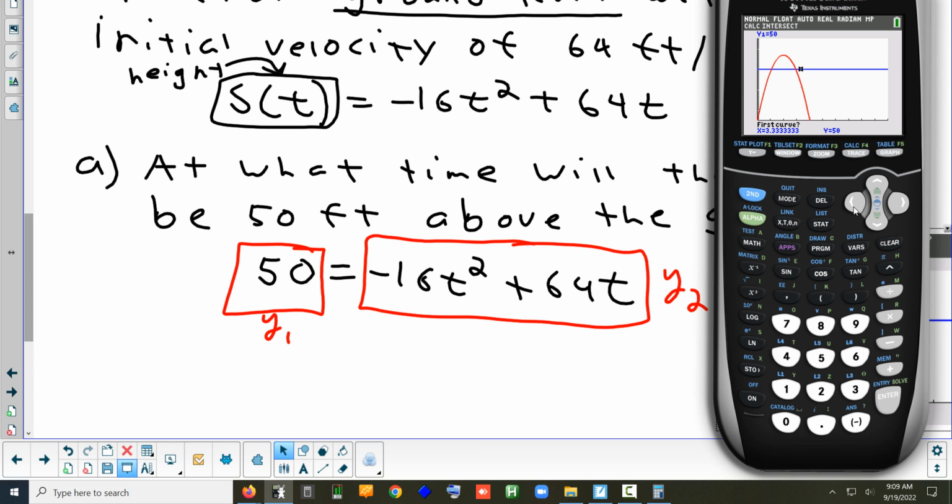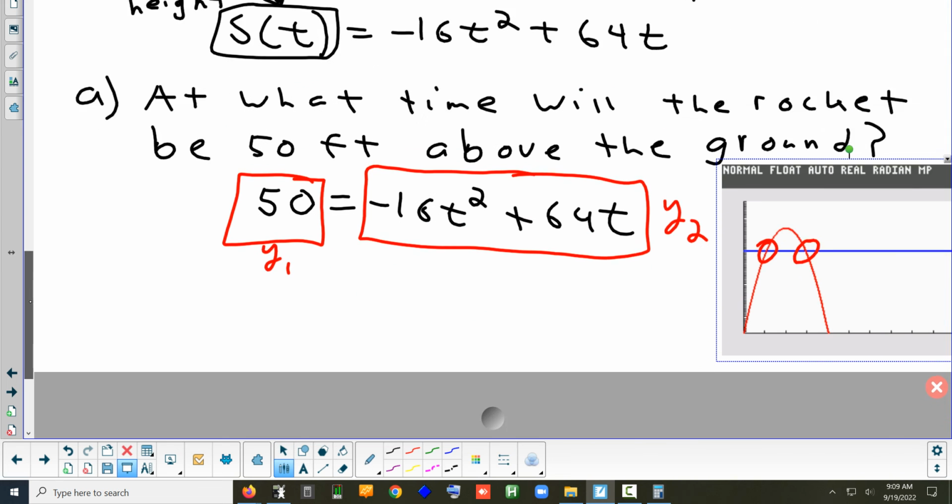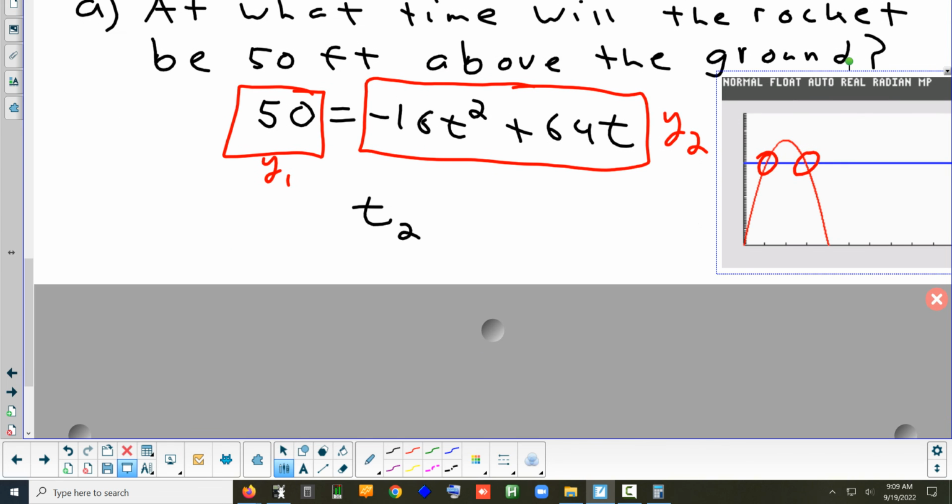Yes. I think I messed up my window. Can you go over what your window is again? The window is 0 to 10 and 0 to 80. And the graph was, well, right here, 50 on y1 and negative 16t squared plus 64t. Yep. All right, so second calc, intersect, 1, 2, 3. So on the way back down, this object hits 50 feet at 2.94 seconds. We'll call that T2.